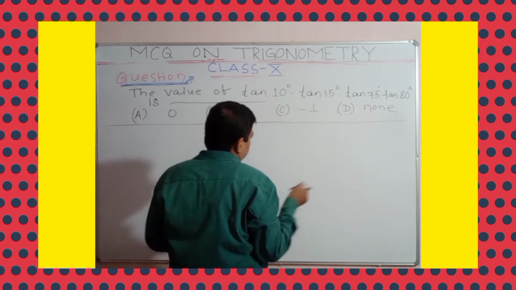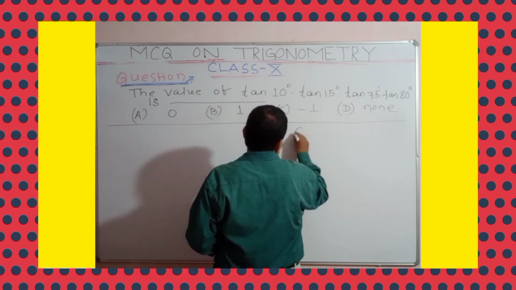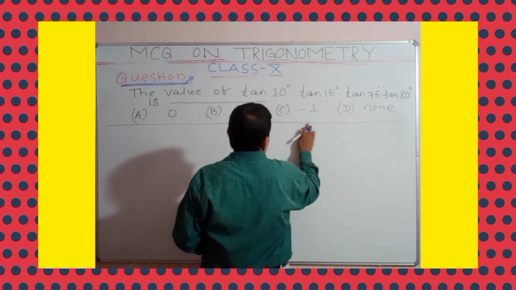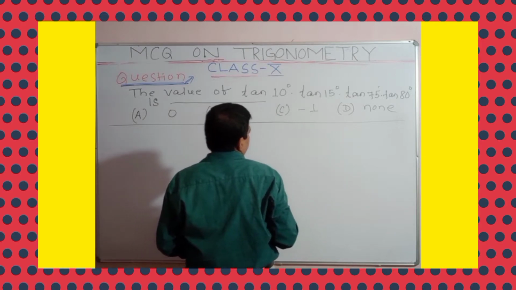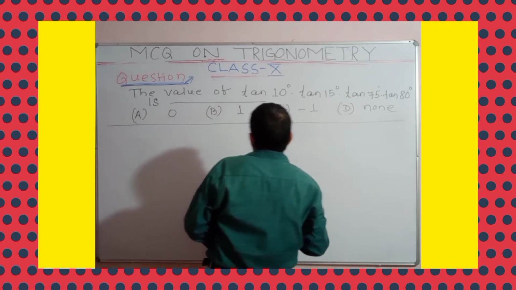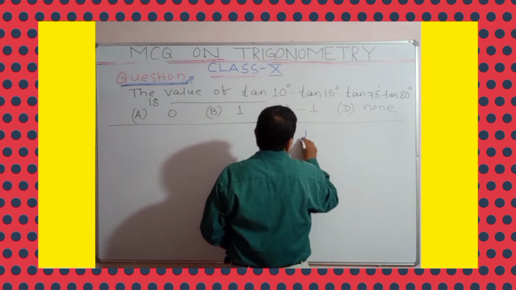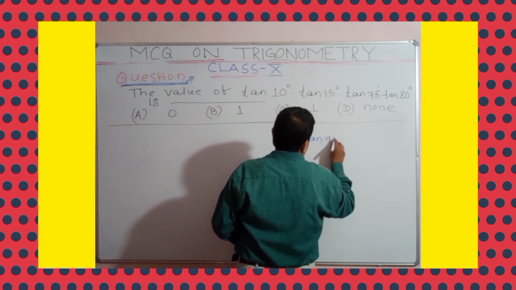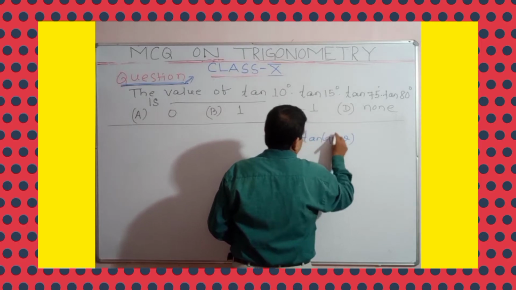And all of you know the trigonometric ratio of 90 degree minus theta. Yes or no? Okay, and all of you know tan 90 degree minus theta. What is that? Cot theta.